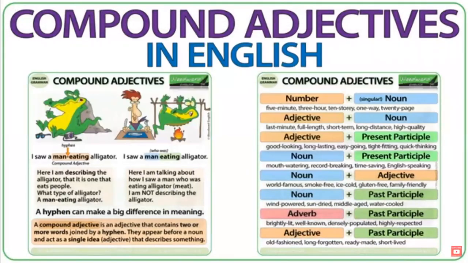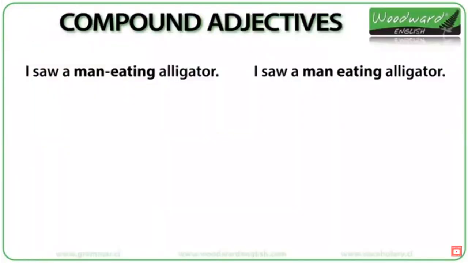Compound adjectives in English. Let's look at the following sentences. I saw a man-eating alligator. I saw a man eating alligator. What is the difference between these two sentences? The first sentence has a hyphen, which is a little dash between the two words man and eating, and the second sentence doesn't. Is there a difference in meaning? Yes, there is a big difference.